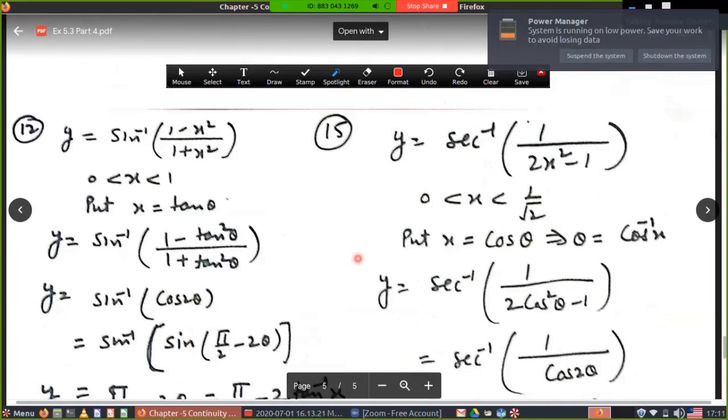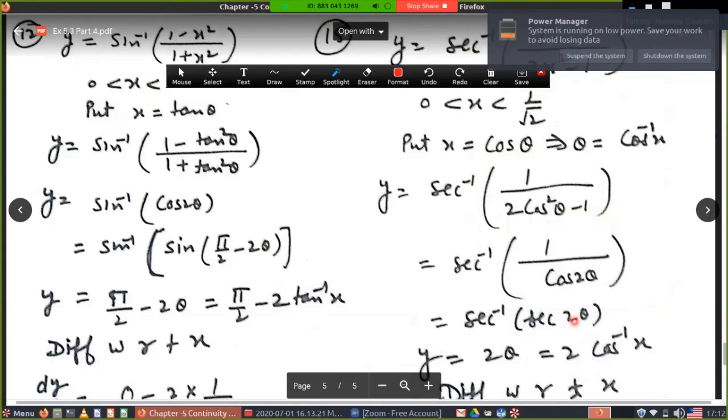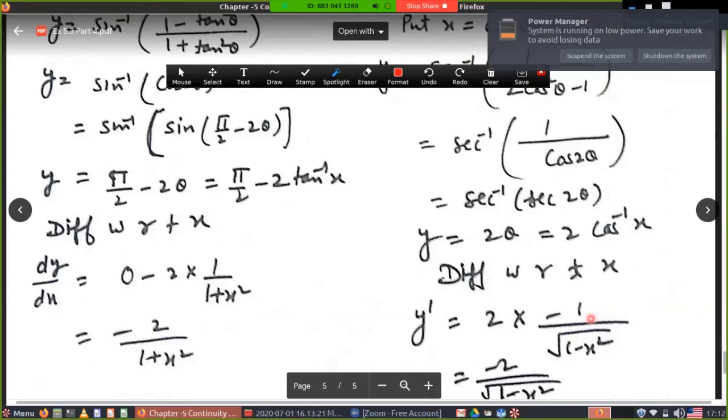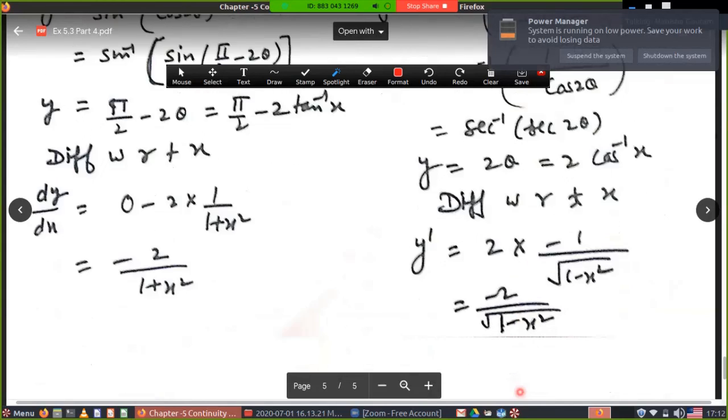Now question number 15. Y is equal to secant inverse 1 upon 2x square minus 1. Here you have to put x is equal to cos theta, theta is equal to cos inverse x. And when you simplify it after putting it, 1 upon 2 cos square theta minus 1. Cos 2 theta is equal to 2 cos square theta minus 1. It means this is cos 2 theta, so it is secant 2 theta. Secant inverse and secant cancel. What you are getting? 2 theta only, 2 cos inverse x. And the answer will be minus 2 upon under the root 1 minus x square.